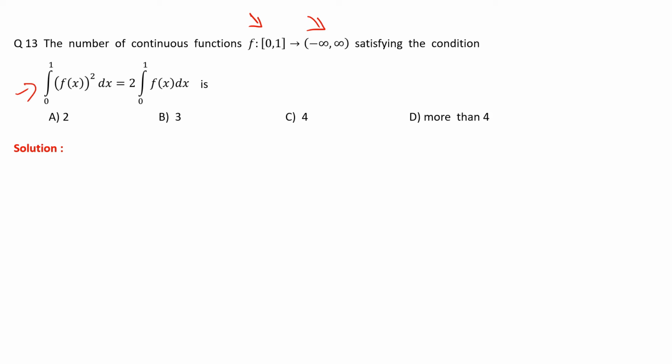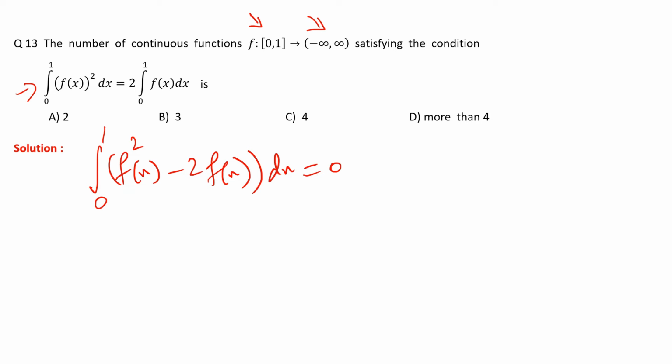Now if we look at this equation carefully, then we notice that on both the sides of this equation integrals are having same limits. So that means I can rewrite this equation as integral 0 to 1 of f(x) square minus 2f(x) dx equal to 0.